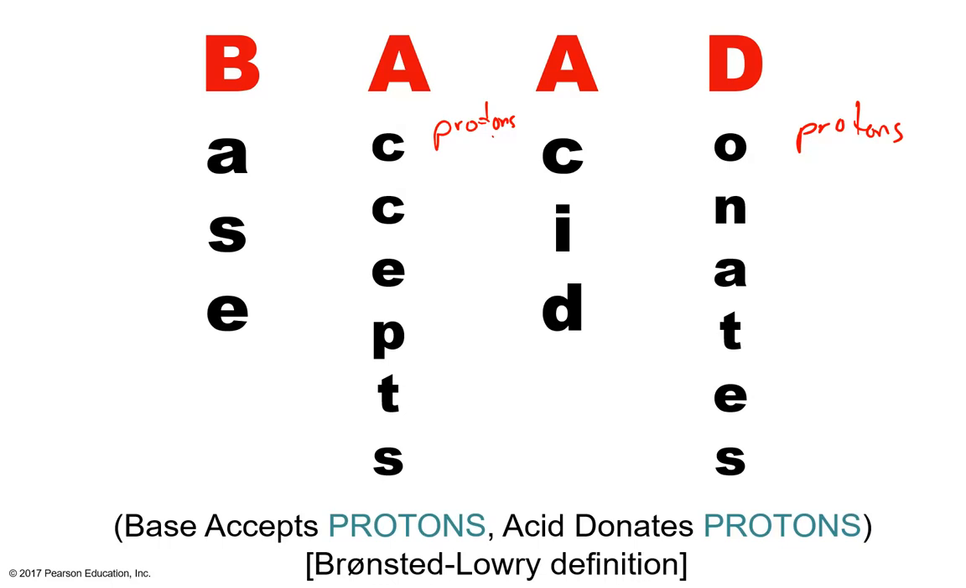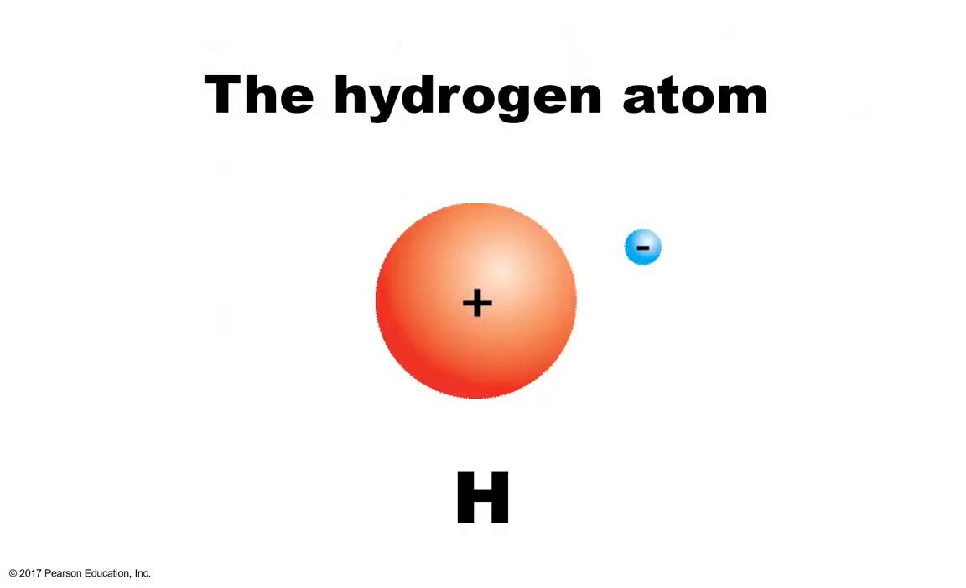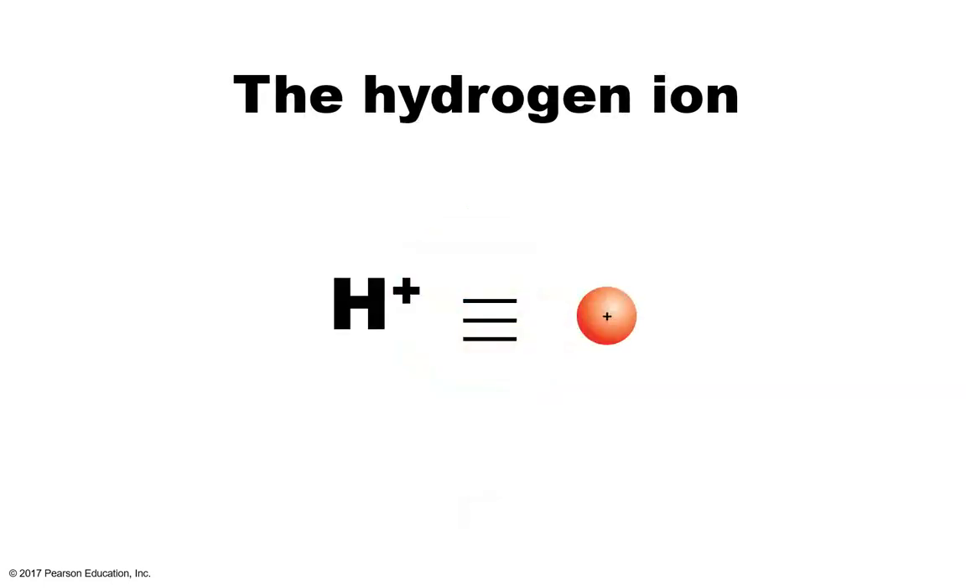Well, what is a proton? It's like a positive charge. It's the nucleus of a hydrogen atom. So I have a slide here to make sure we know. The hydrogen atom has a proton and an electron. If you take away the electron from the hydrogen atom, what do you have? You have just the hydrogen ion, the proton.